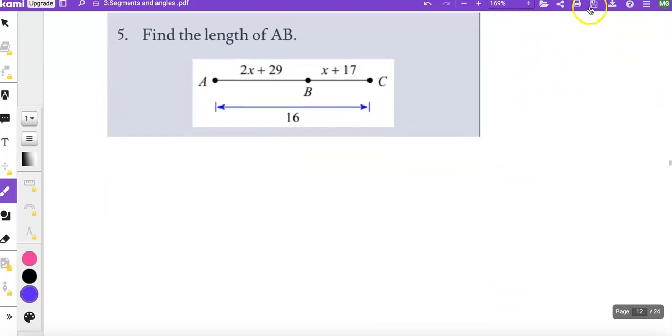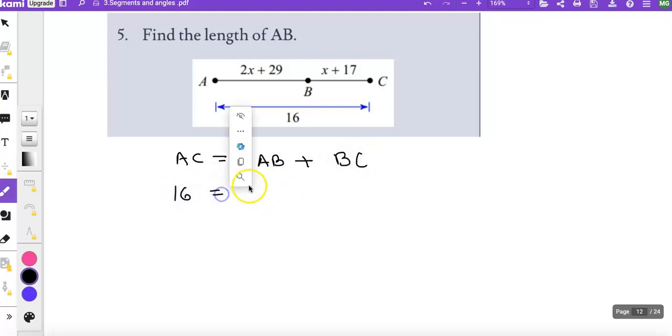Now the next question over here says find the length of AB. Now remember, it does not say find x. Does it say find x? No, it says find the length of AB. Since we can see the points are collinear over there, I can write AC is equal to AB plus BC. And AC is 16. What about AB? AB is 2x plus 29.